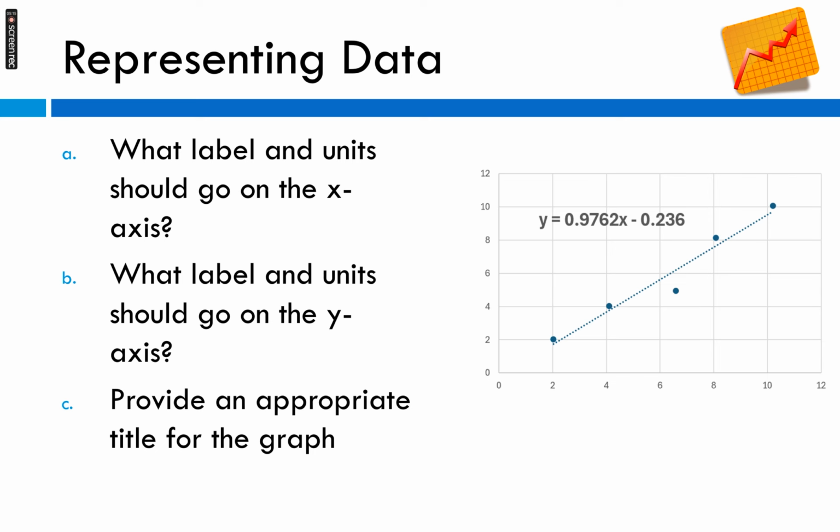All right, on the x-axis, we know that the independent variable is always placed there. If you look back at what the experiment describes, the student is measuring volume first and then measuring the mass. So they're seeing how mass changes in response to changing volume. That would lead volume to be on the x-axis. Volume in a graduated cylinder should be measured in milliliters.